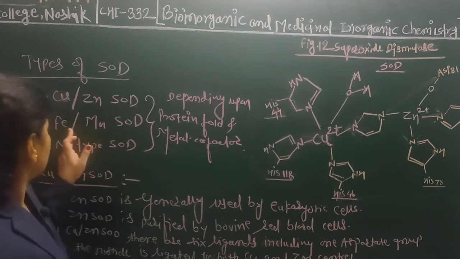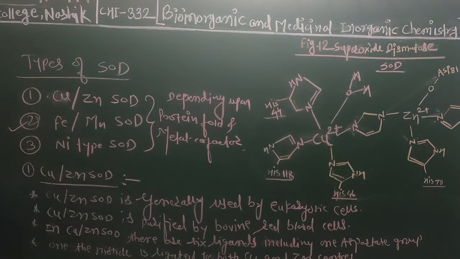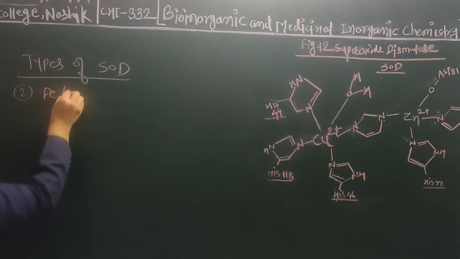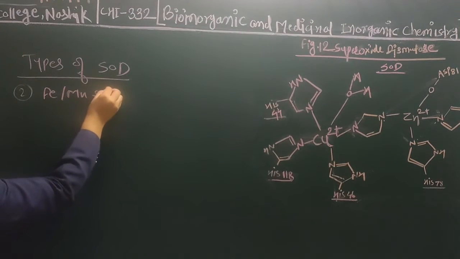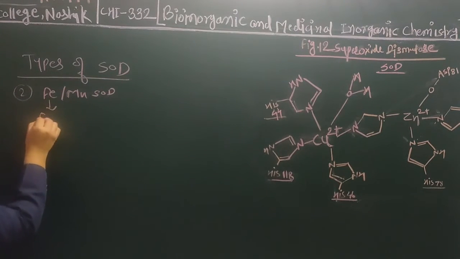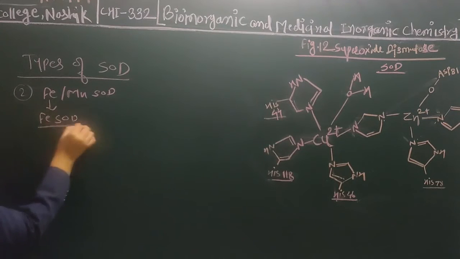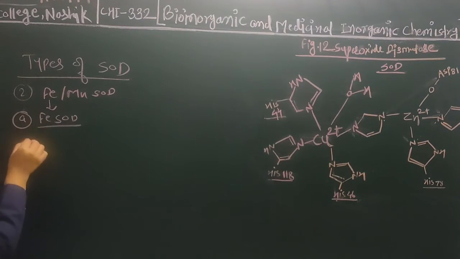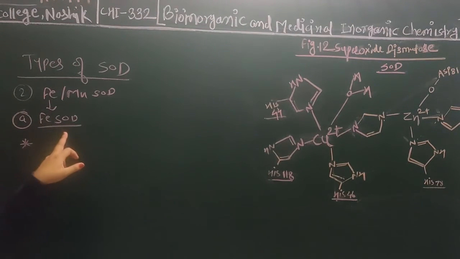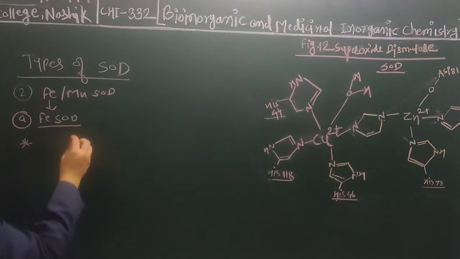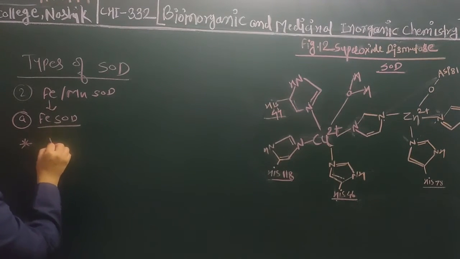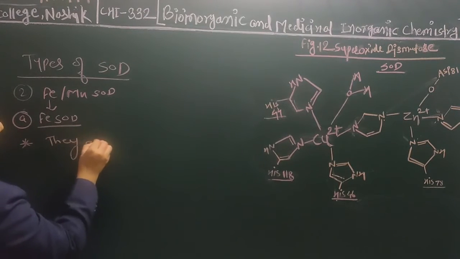Now let's discuss the Fe and Mn SOD types. If you observe the Fe SOD and the manganese superoxide dismutase, actually they are dimers.